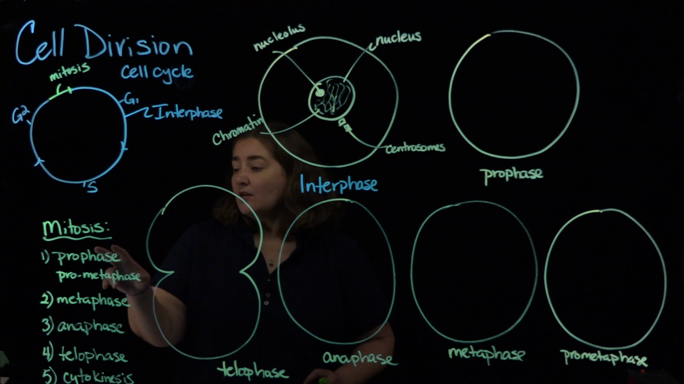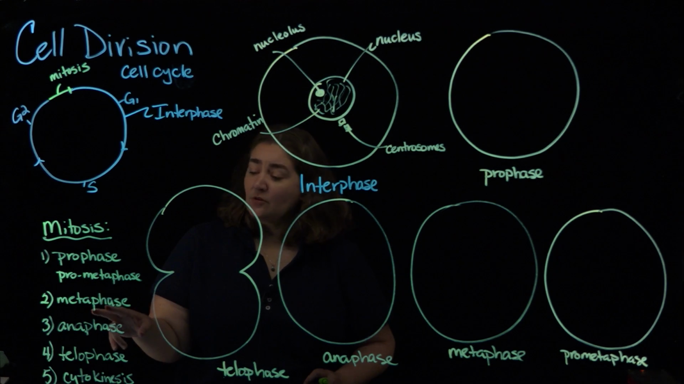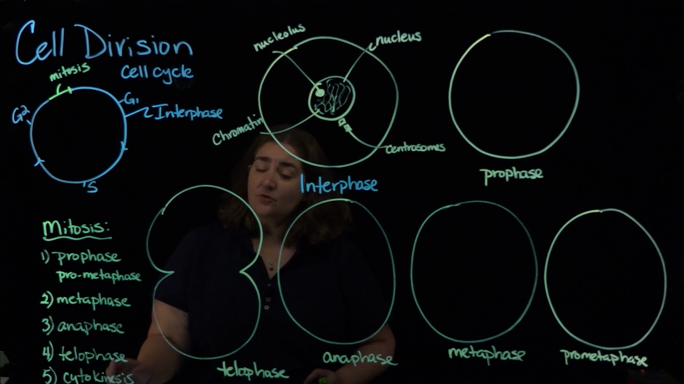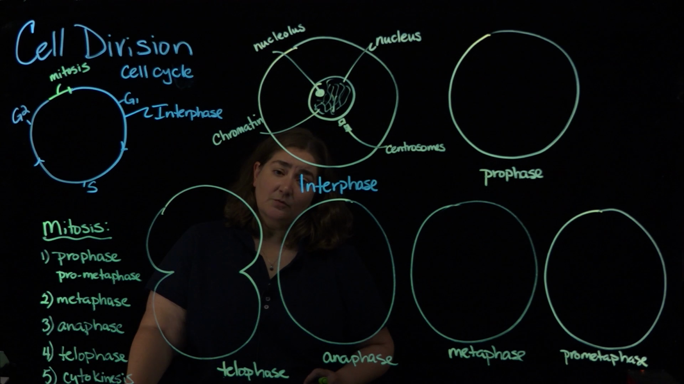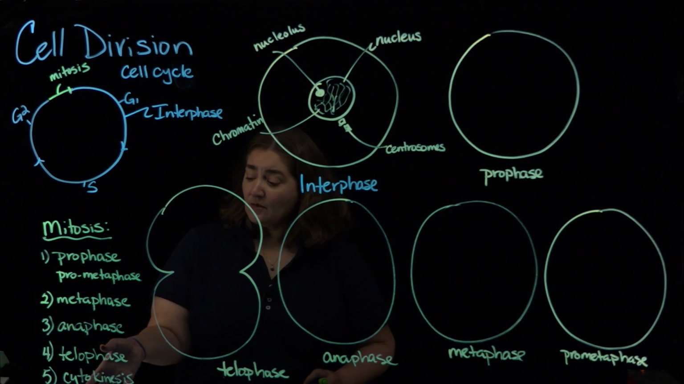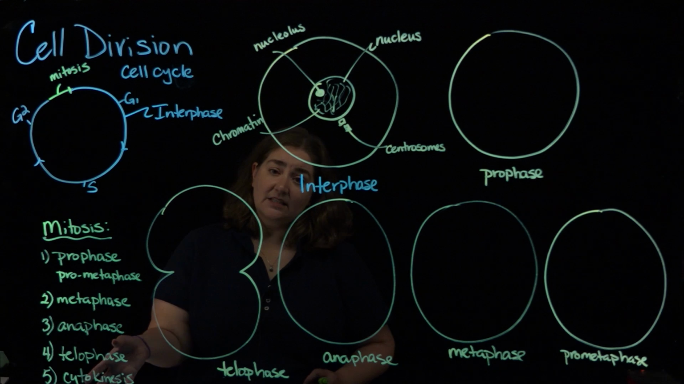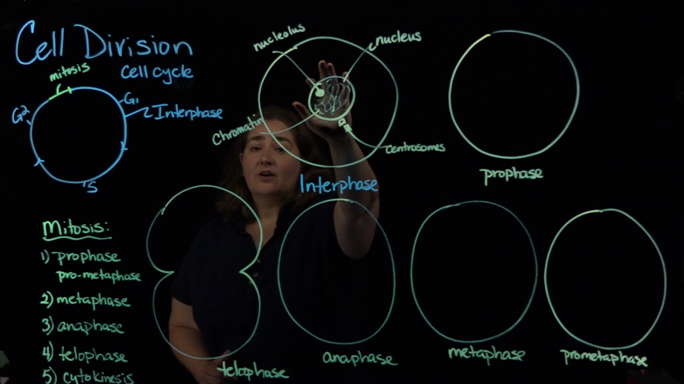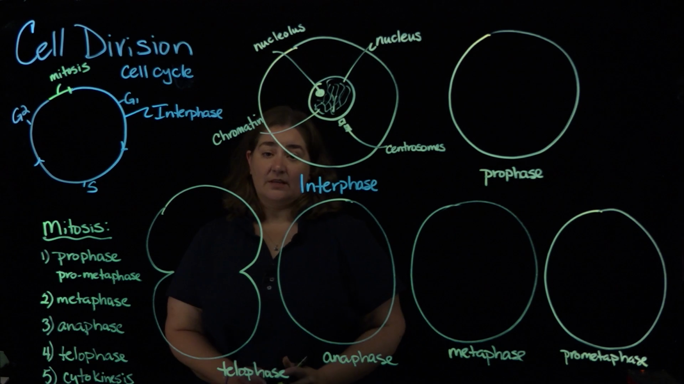From prometaphase we go to metaphase, metaphase to anaphase, anaphase to telophase, and then finally cytokinesis. These last two are also ones that you'll sometimes see grouped together in textbooks. Some will combine telophase and cytokinesis. I'll talk a little bit about what the differences are. But we're going to start out, we've got our cell up here that's in interphase.